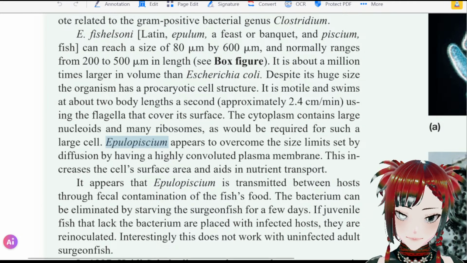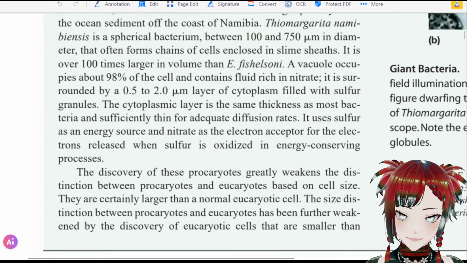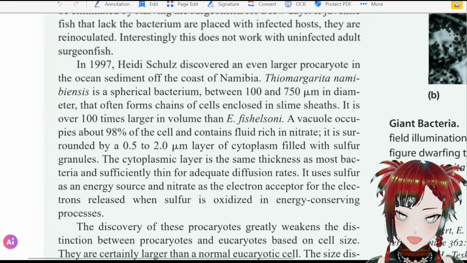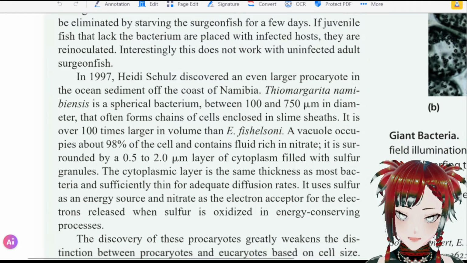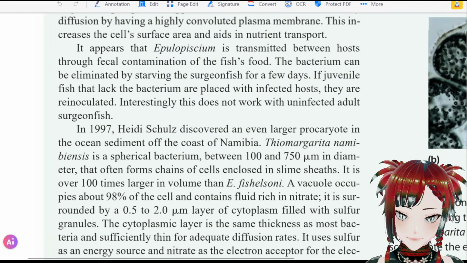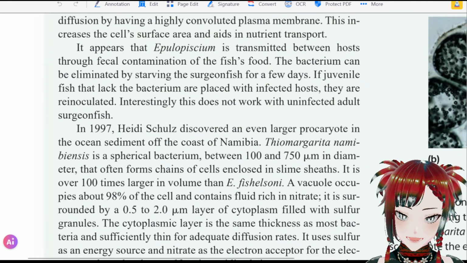Now, they are saying that the Epulopicium, oh, now I get it. This is Epulopicium fishelsoni. They are saying that they transfer between hosts because of the fecal contamination of fish food. And how do you get rid of this Epulopicium from fishes? You just starve them for a few days and everything is done, because poor fishes might not die in a few days.